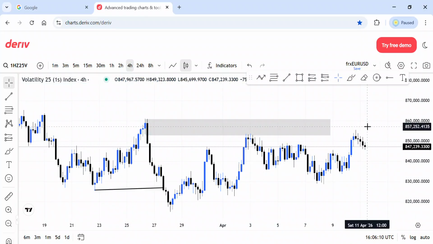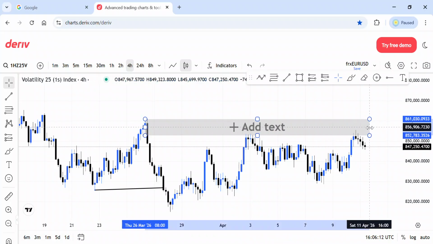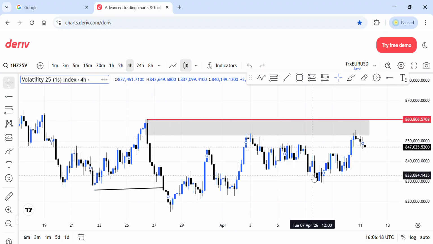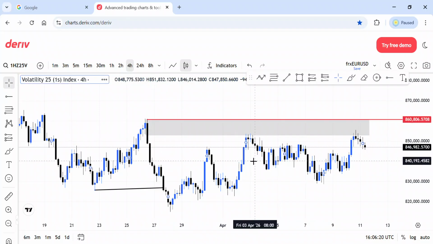So we have another block here. As you can see, price has not yet broken it to the upside. So definitely we are still selling. We still have this high as our last high. That's still our protected high. So definitely we are still going to be looking for sells.